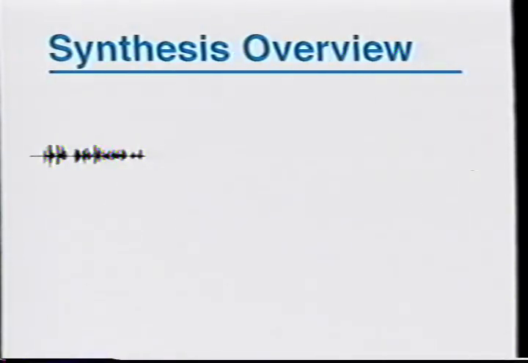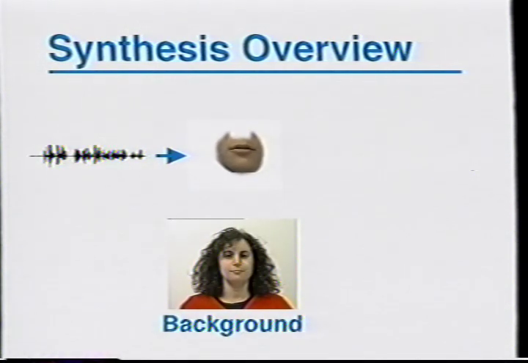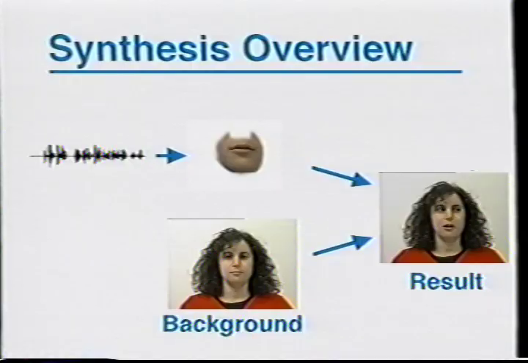To synthesize a new video, video rewrite starts with a new utterance and synthesizes the correct sequence of lip shapes. This is video rewrite. Video rewrite uses a background sequence to set the stage for the new lips. It then inserts the lip sequence into the background image to create a new video.